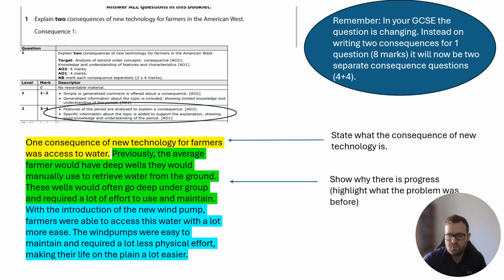and then this is where you explain why new technology is a consequence to farmers. Remember, consequence can be positive. So with the introduction of the new wind pump, farmers were able to access this water with a lot more ease. The wind pumps were easy to maintain, required a lot less physical effort, making their life in the plains a lot easier. So clearly explained. You don't need a lot to get 4 out of 4 here. That does more than enough.